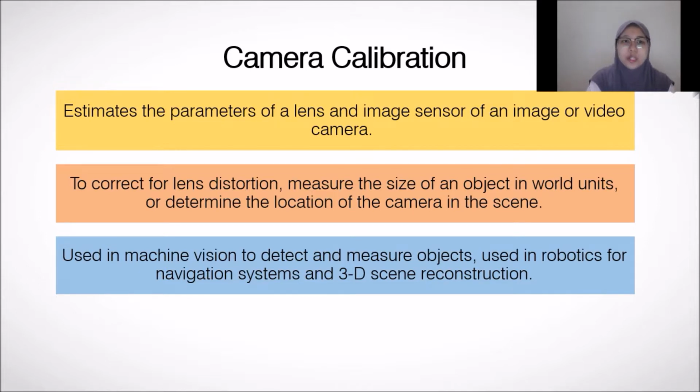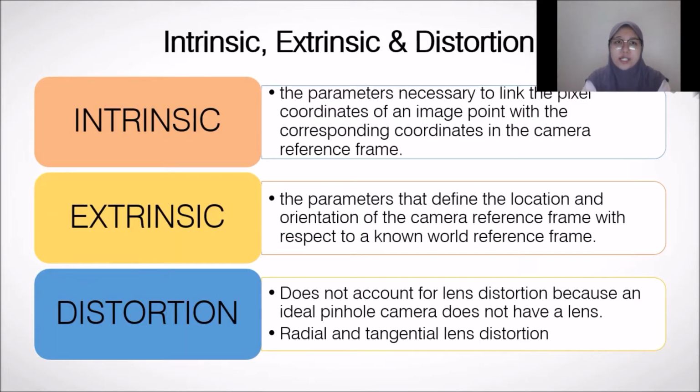Okay. Next, what is camera calibration? Camera calibration is to estimate the parameters of a lens and image sensor of an image or video camera. Camera calibration is also used to correct for lens distortion, measure the size of an object in world units, or determine the location of the camera in the scene. It is also used in machine vision to detect and measure objects, in robotics for navigation systems, and in 3D scene reconstruction.